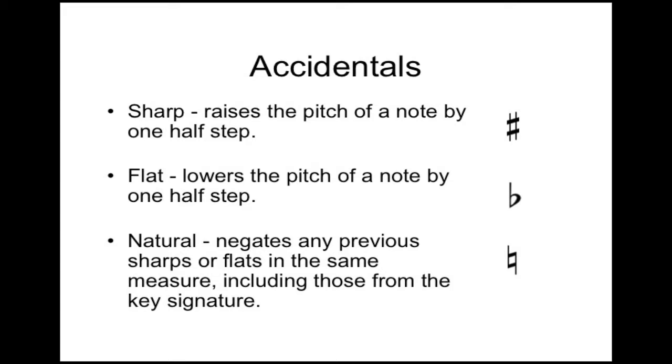If you have looked at any written music, you will probably have seen these signs called accidentals. They consist of sharp, flat, and natural signs. These occur to the left of a written note. The sharp sign raises the pitch of a note by 1/2 step. The flat sign lowers the pitch of a note by 1/2 step.